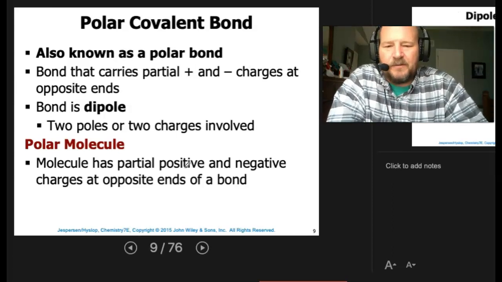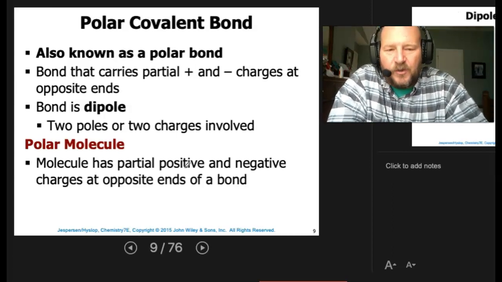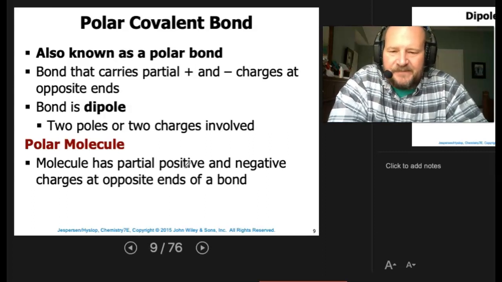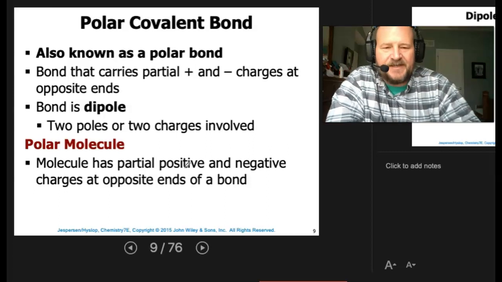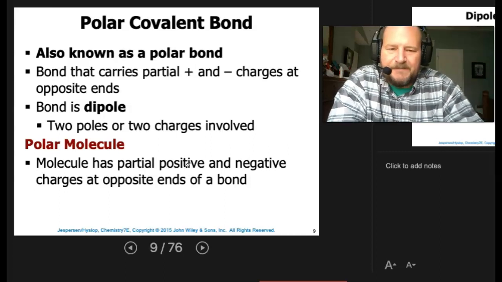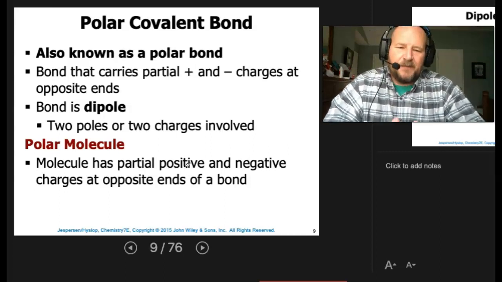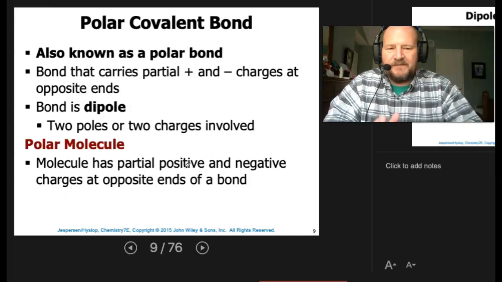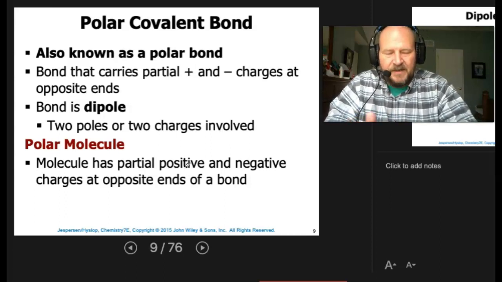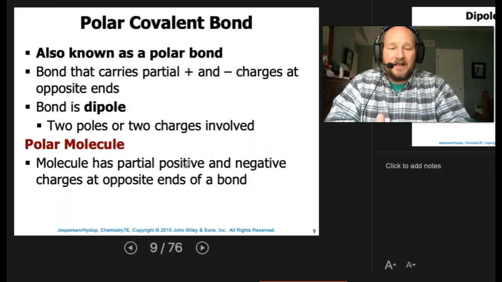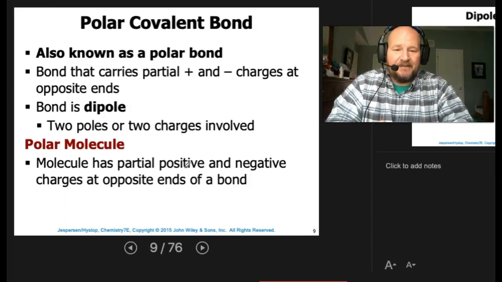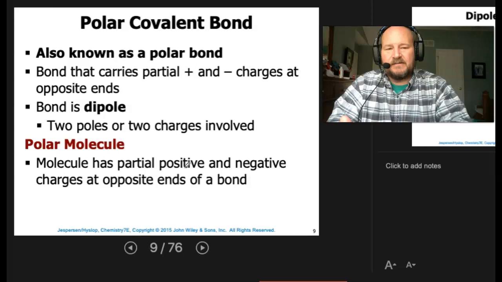All right, to have a polar molecule, it will require a polar bond. So the molecule has a partial positive and negative charge at opposite ends of a bond, okay? So just because we have a polar bond does not mean we're going to have a polar molecule. But in order to have a polar molecule, we have to have a polar bond.